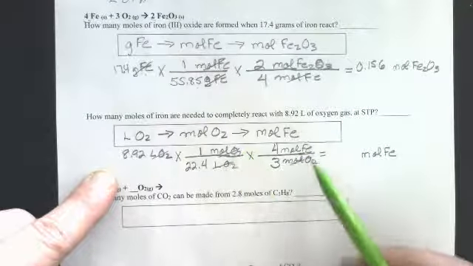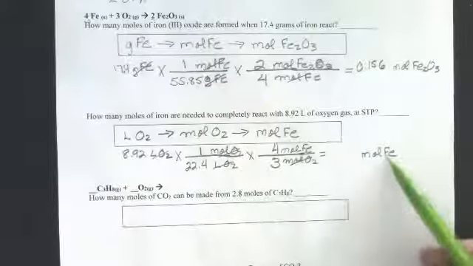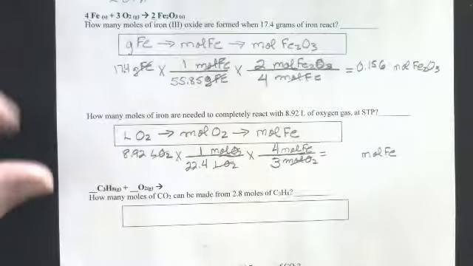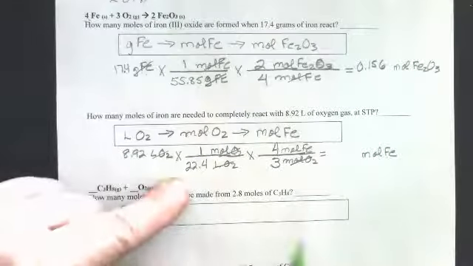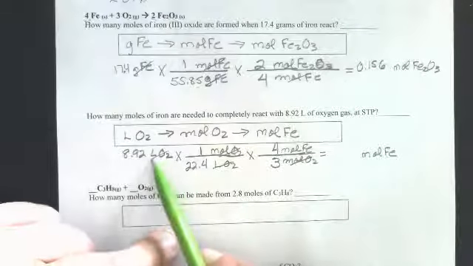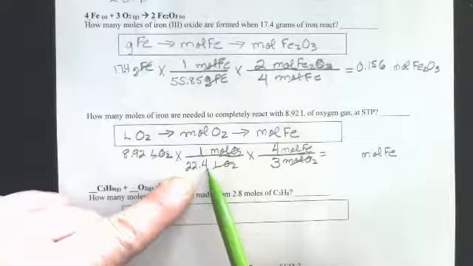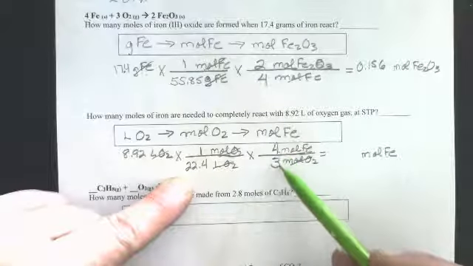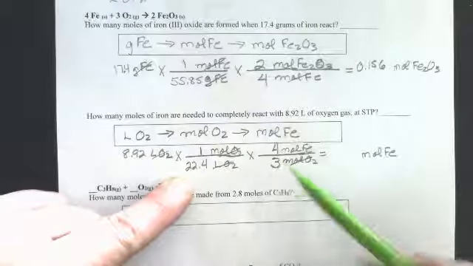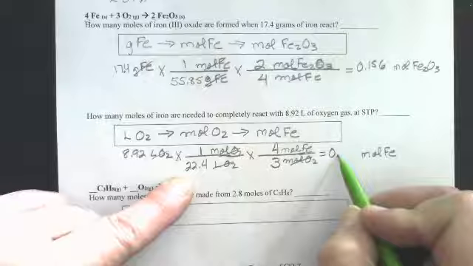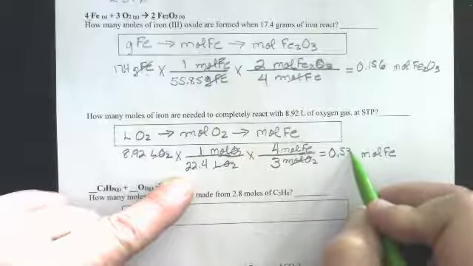Okay, now it's time to put the numbers into the calculator. 8.92 times 1 divided by 22.4 times 4 divided by 3 gives me 0.531 moles of iron, rounded to 3 significant figures.